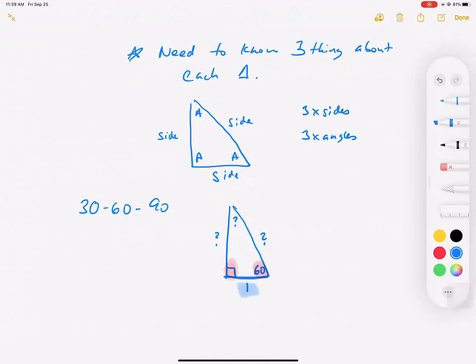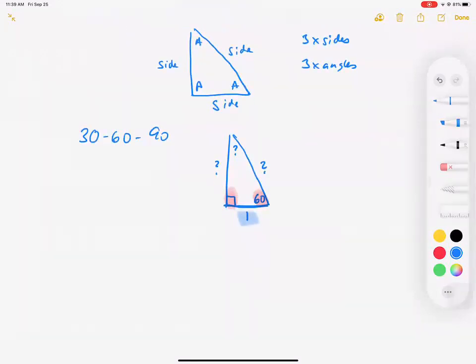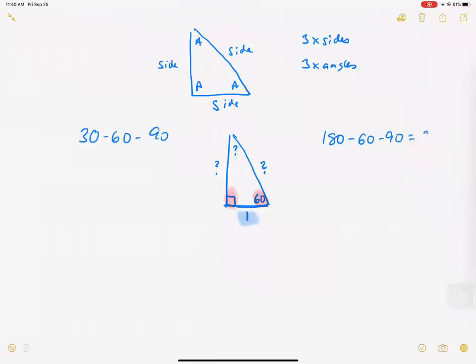I gave you guys pretty much half the information. And in this case, if you give me 3 bits of information, that's enough to dox you. You guys heard of what doxing someone means? It's exposing them to the world, who they are, where they live, what's their phone number. So we're going to dox this triangle. Now, since we've seen this triangle before, 90 and 60, what do you think my third angle is going to be? All angles add up to 180. So if I say 180 minus 60 minus 90, we are left with 30 degrees.